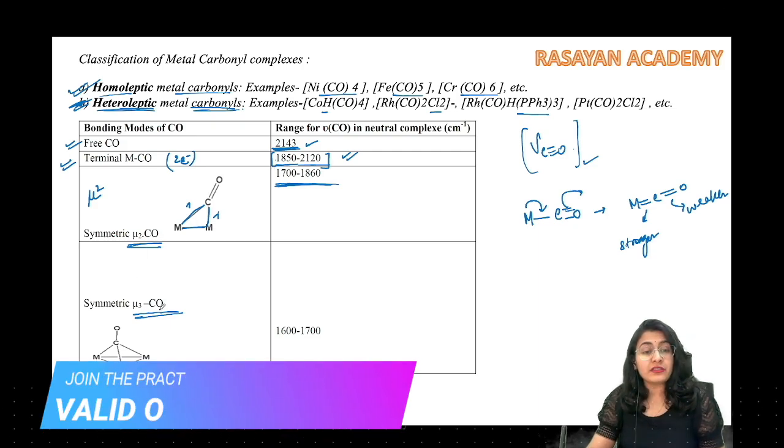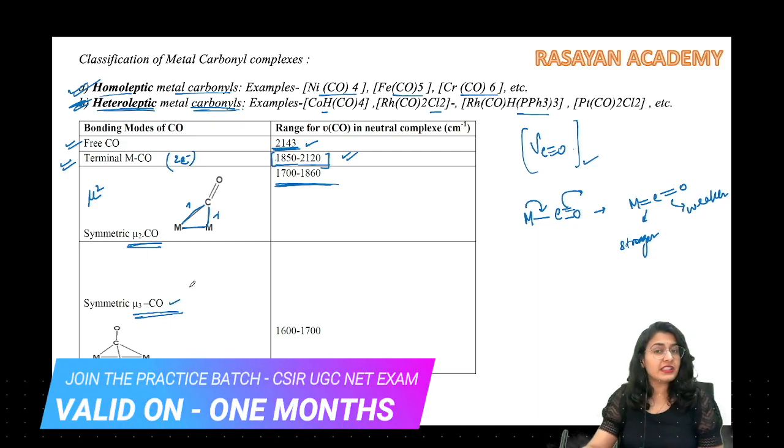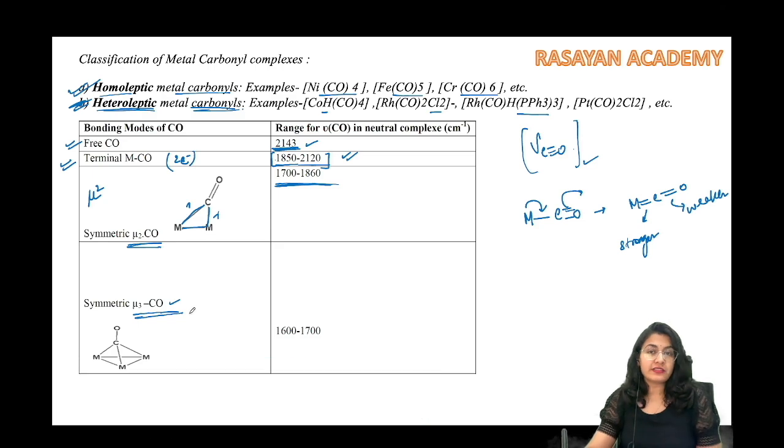Then we see symmetric mu3 carbonyl. Definitely this is going to be even lesser because the bond order has been decreasing. Now there are 3 metals, so all three metals are donating. So the bond order is very less. Look at this carbonyl. It's like a C single bond O. So 1600 to 1700, this is the stretching frequency for a mu3 bridged carbonyl.